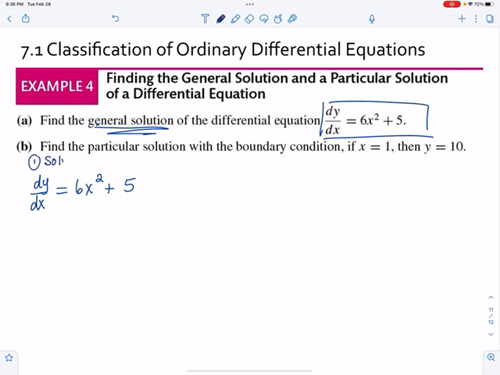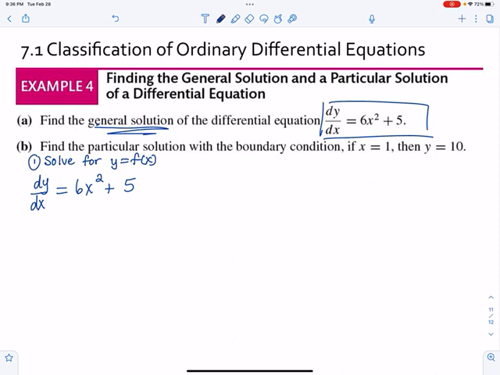When you solve a differential equation, you are going back to the original function. So when you solve a linear equation, you get back to x equals. Now what we're doing is we're getting y equals, or f of x equals.